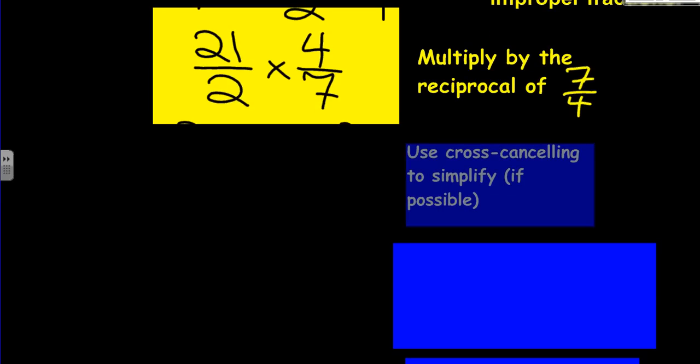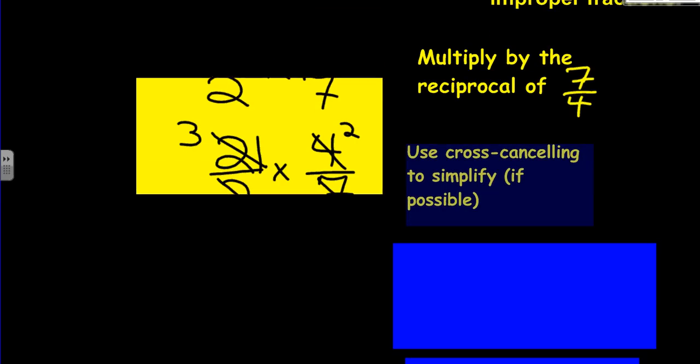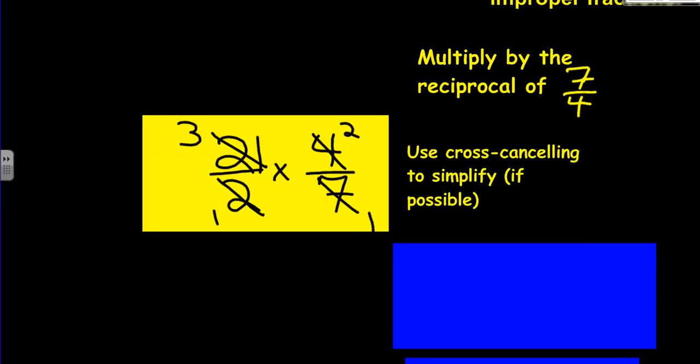The following step will be to use cross-canceling to simplify if possible. We could cancel the 7 and the 21, dividing them both by 7. And we can also cancel 2 and the 4, dividing them both by 2.